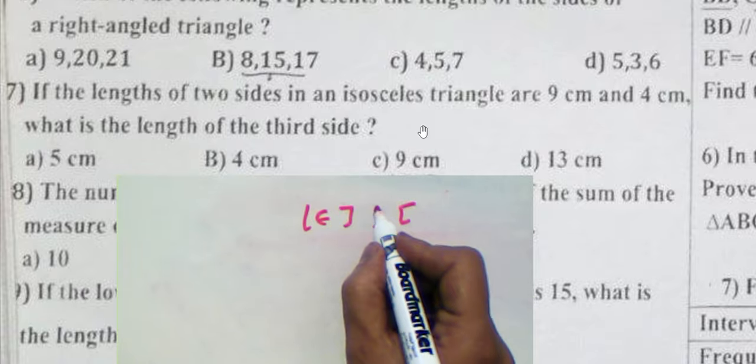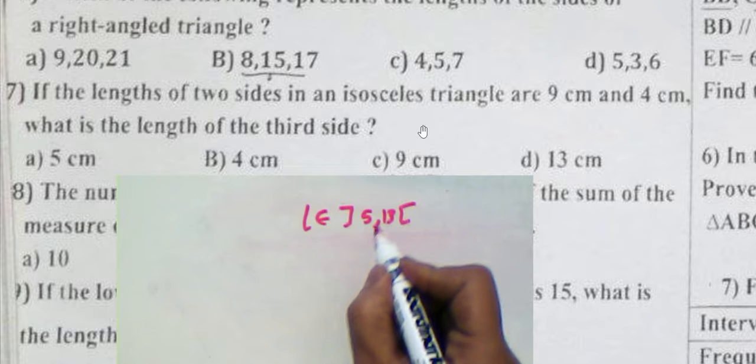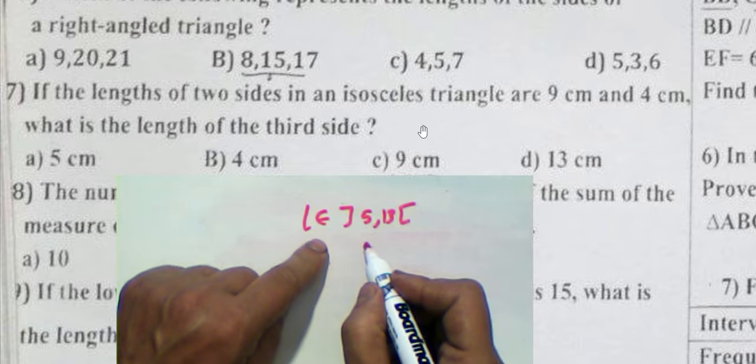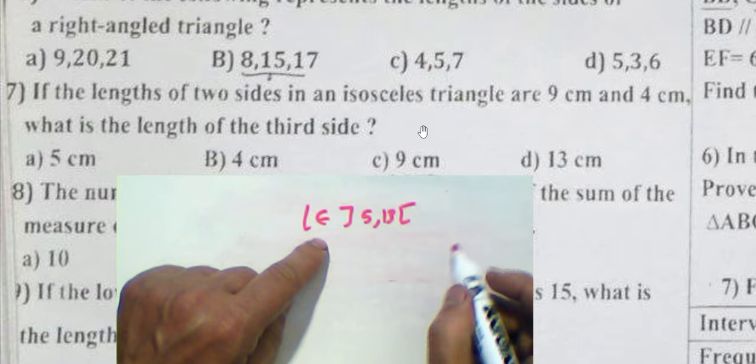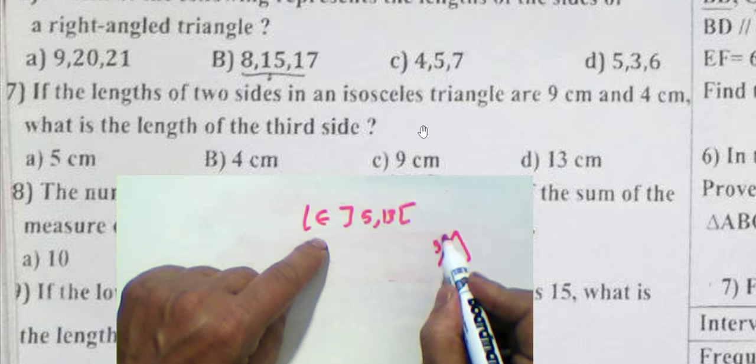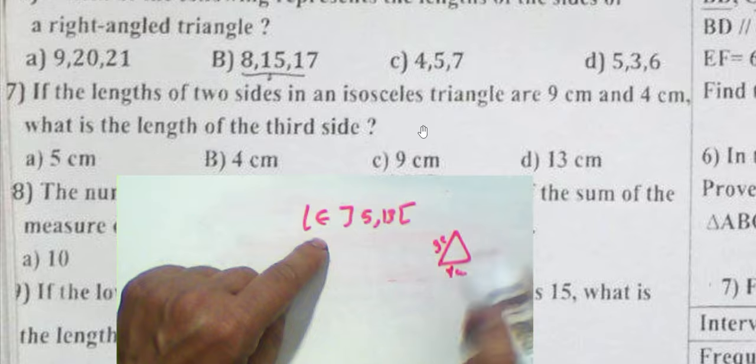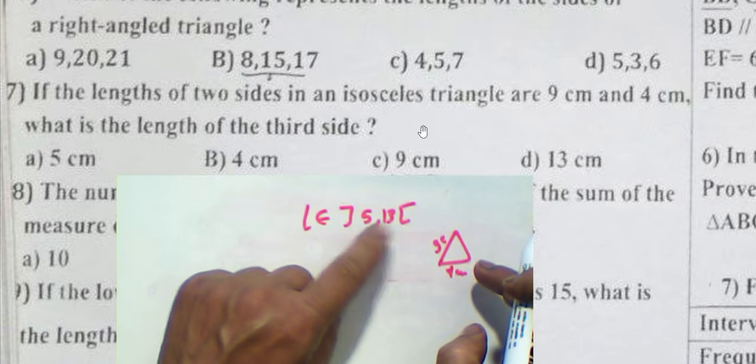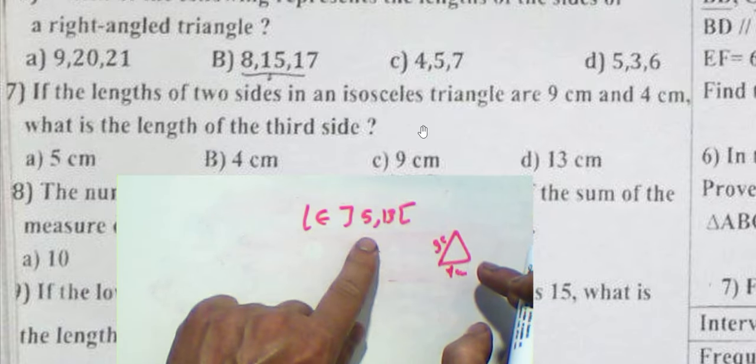9 minus 4 is 5, and 9 plus 4 is 13. Then the length of the third side lies between 5 and 13. Ask yourself, we have 9 centimeters and 4 centimeters, so the third side will be 4 or 9. Does 4 or 9 lie between 5 and 13? 9 lies between 5 and 13.